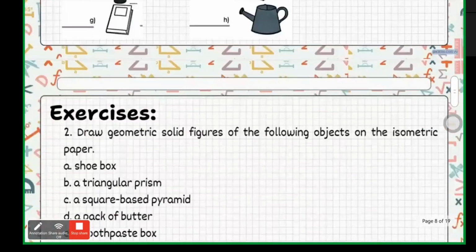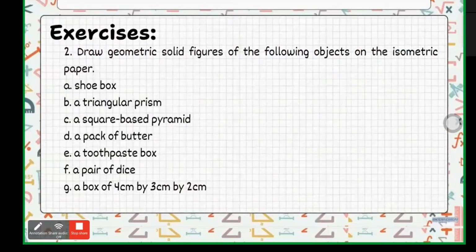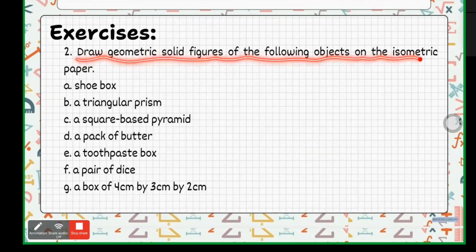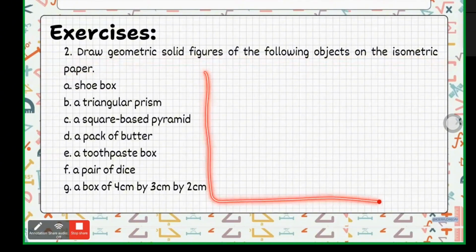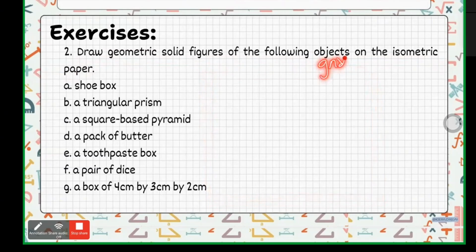Part number two, draw a geometric figure. Read with me. Draw geometric solid figures of the following objects on isometric paper. If you have isometric paper, very good. If you don't have it and you only have grid paper, you can also use that. The paper that I am using here in the background is actually an example of grid paper. Okay, so we can use that.